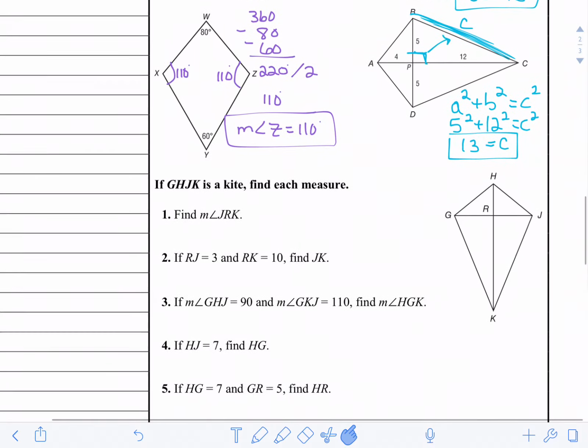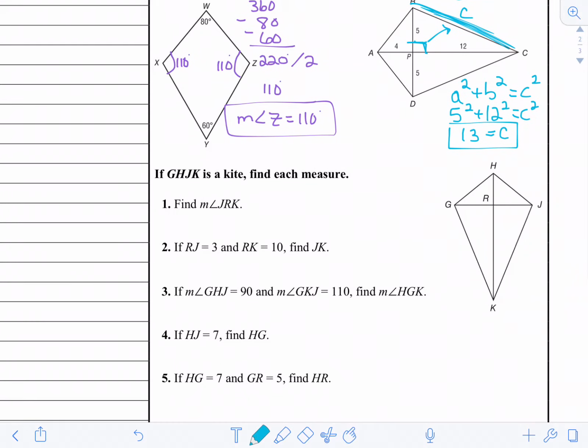Okay, and then the last little example here. If GHJK is a kite, find each measure. So find the measure of JRK. Well, we know the diagonals are perpendicular, so I know this is going to be a right angle. So that's going to give me 90 degrees.